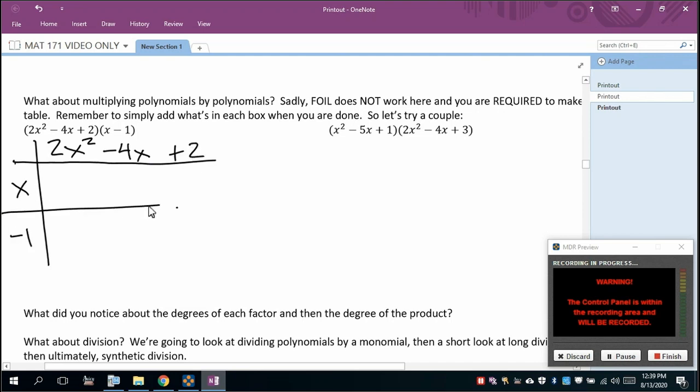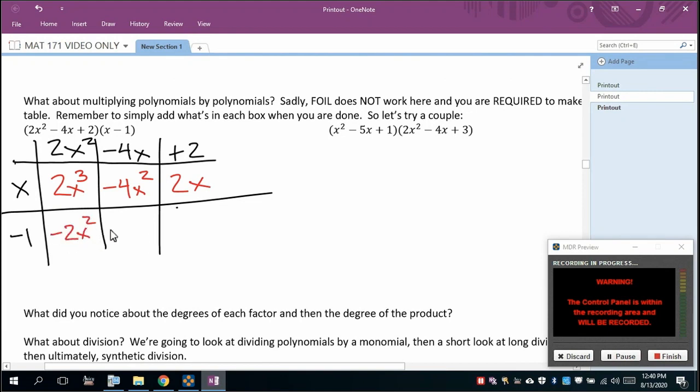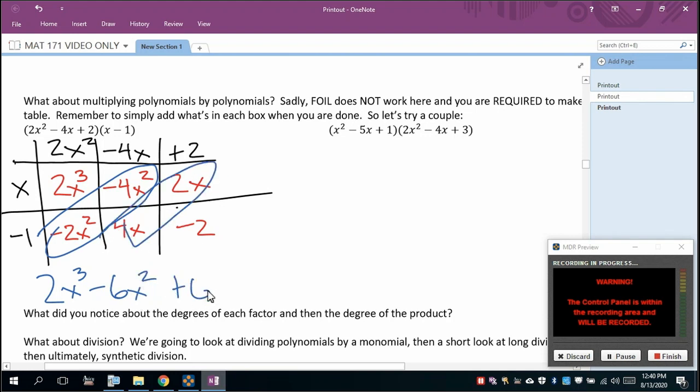So, and then we will combine any like terms in the end. 2x squared times x, that's 2x to the third. You get negative 4x squared, you get 2x, you get negative 2x to the second, you get positive 4x, and then negative 2. So 2x to the third has nothing common with it. However, these two are common. You get negative 6x squared. These two are common, so you would get positive 6x and then the minus 2 at the end.